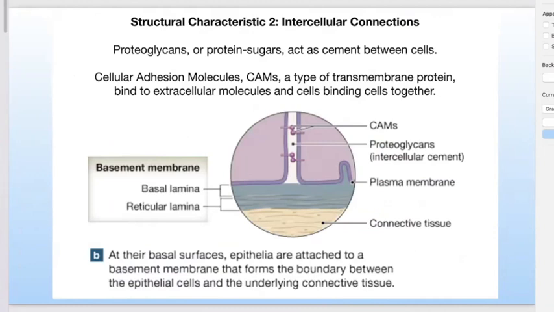Okay, other intercellular connections are proteoglycans that act as cement between cells, and cell adhesion molecules, which are a type of transmembrane protein that bind to extracellular molecules and also bind to adjacent cells, binding cells together.